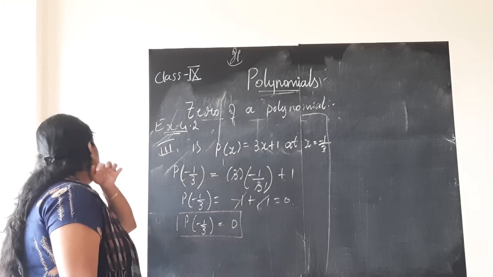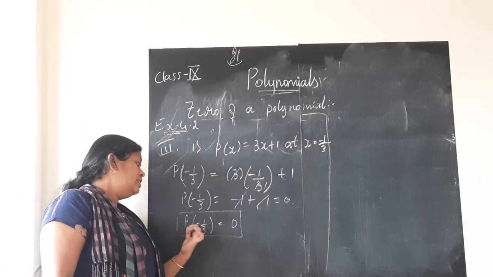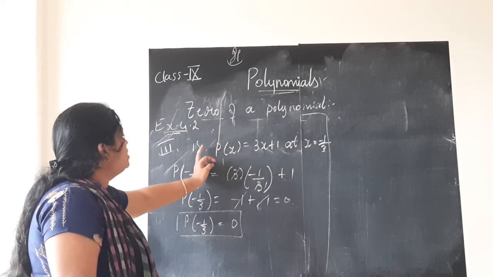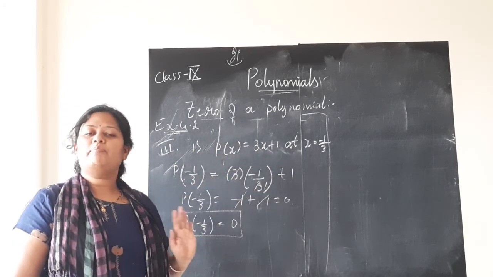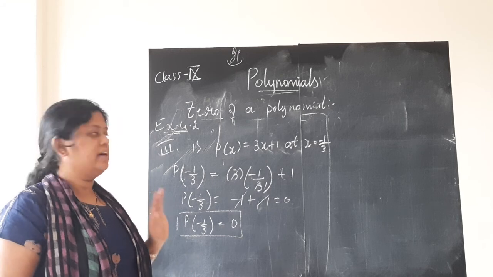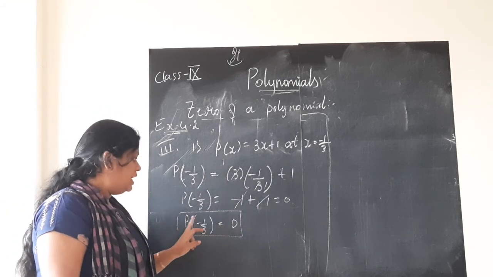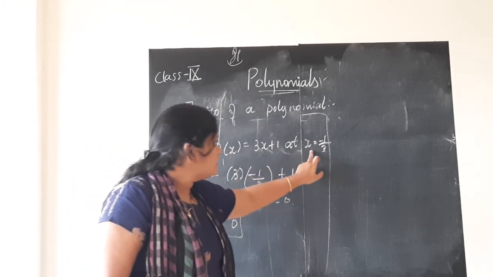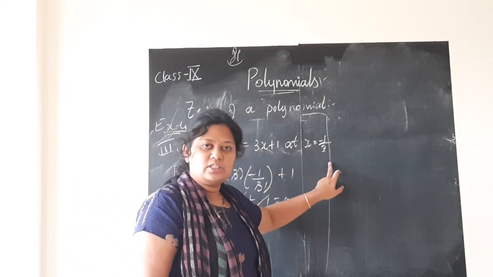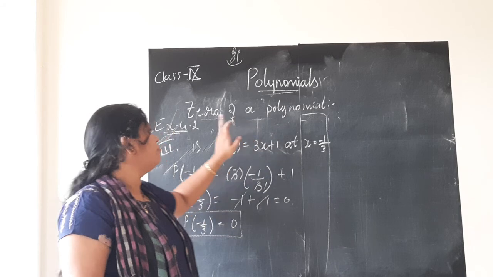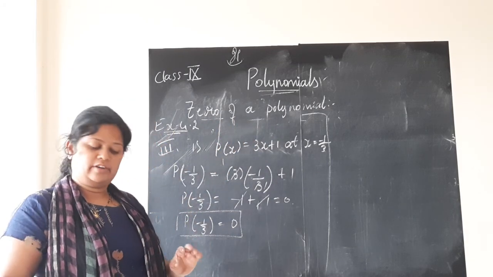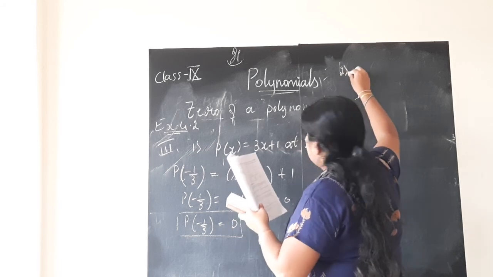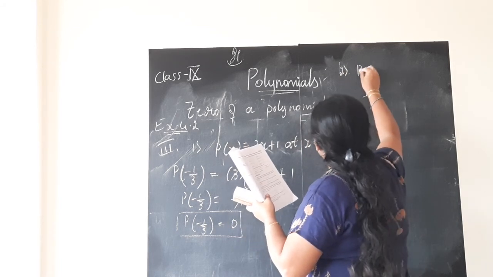So after solving each problem, children, since P of minus 1 by 3 is 0, x is equal to minus 1 by 3 is the 0 of a polynomial. You will write one line. I will repeat. Since P of minus 1 by 3 is equal to 0, x is equal to minus 1 by 3 is the 0 of the polynomial. You will write for each problem one statement. We shall go for second question.